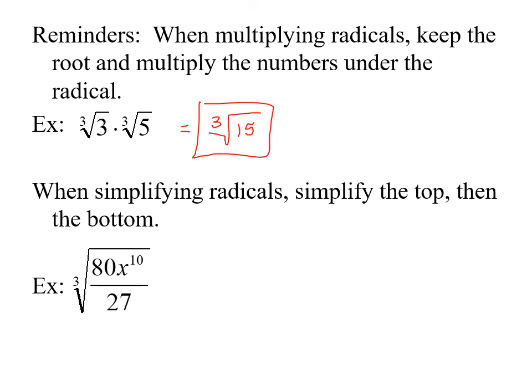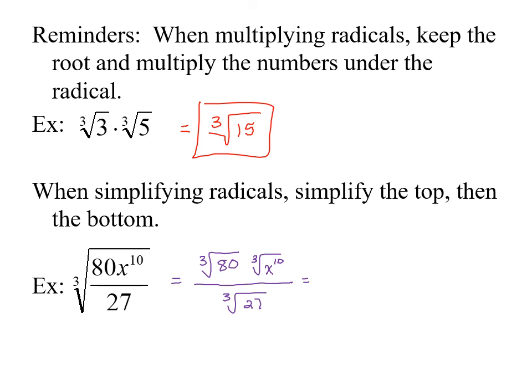So the last one down here at the bottom has a little bit of everything in it. It has a fraction, you've got to do some simplifying, it's got a variable to a power. So we're going to do a little bit of everything on this problem. So first of all, I would do the cube root on each one. Do the cube root of 80. And if you want to go ahead and do the cube root of x to the 10th separately, you could, or you could put it underneath. It doesn't really matter. I'll do it separately. And then the cube root of 27.